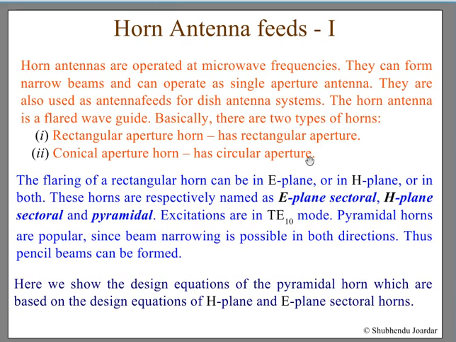Okay. Now we go to the horn antenna feeds. Horn antennas, I just read this introduction. Horn antennas are operated at microwave frequencies. They can form narrow beams and can operate as single aperture antenna. They are also used as antenna feed for dish antenna system. The horn antenna is a flared waveguide. Basically, there are two types of horns: rectangular aperture horn and conical aperture horn. Rectangular has a rectangular aperture, whereas conical has a circular aperture.